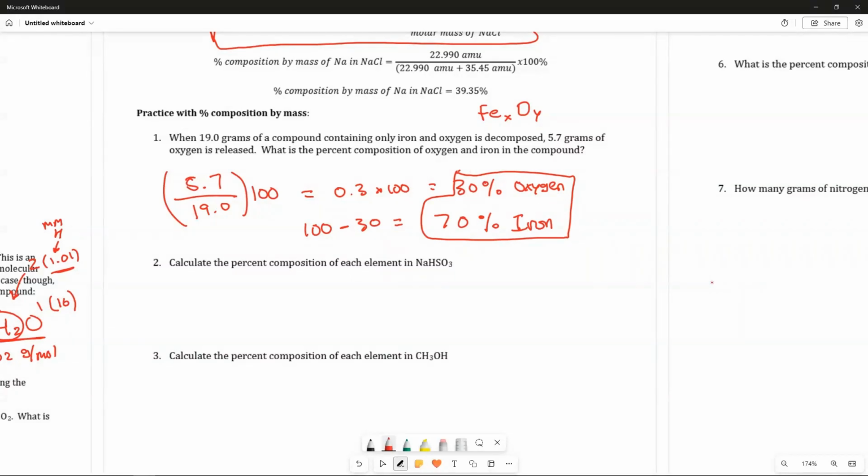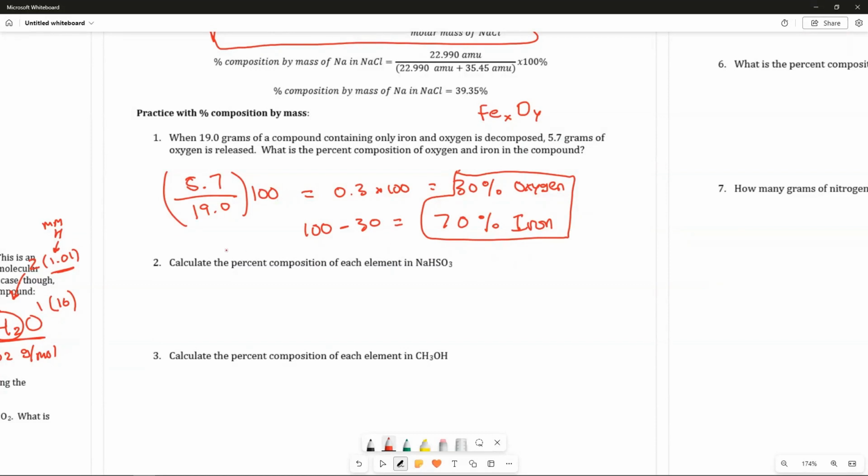Alright, let's now talk about the percent composition of each element in some compound named NaHSO3. Right, at first this seems a little intimidating, like what in the world is NaHSO3? I've never even heard of it. But in reality, it's very similar to question 1, except instead of just iron and oxygen, this time we have 4 elements: sodium, Na, hydrogen, H, sulfur, S, and oxygen, O. So instead of having 2 atoms, like FeO, we're going to have 4, and that's just more work for you. There's nothing more difficult about it.